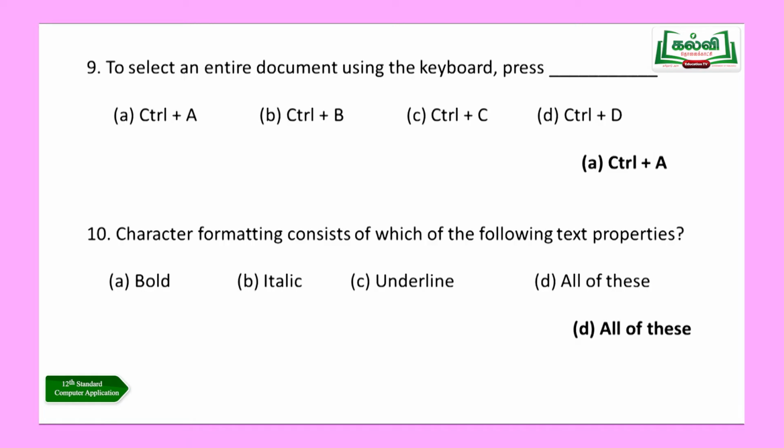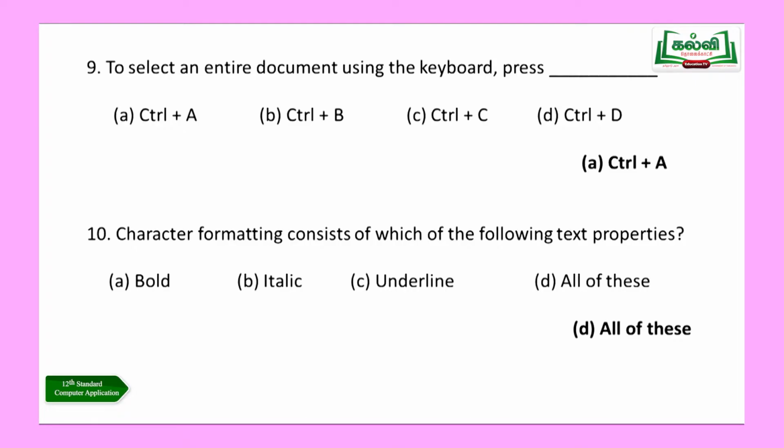Next question: to select an entire document using the keyboard. Universally, to select the entire document in almost all software, they use Control plus A. If you press Control plus A, the whole thing will be selected. Control plus A is universally used in many software programs to select the whole item, whether it is a document, an image or any text.